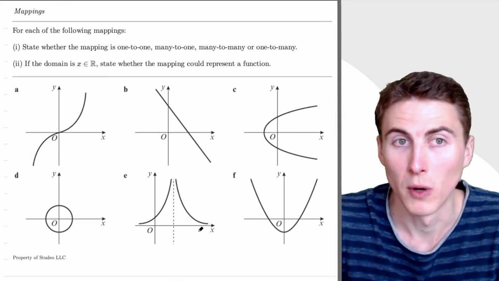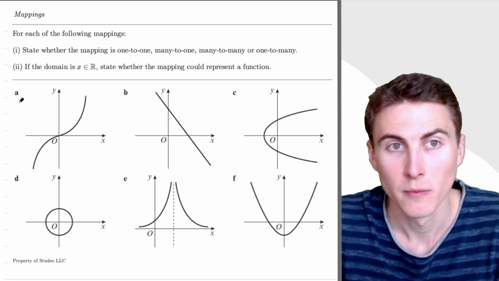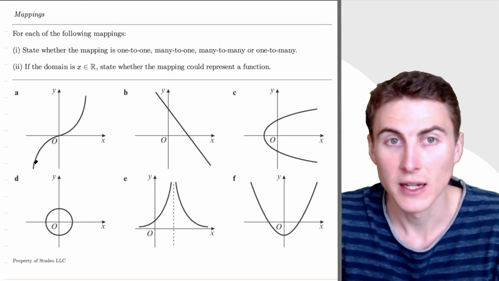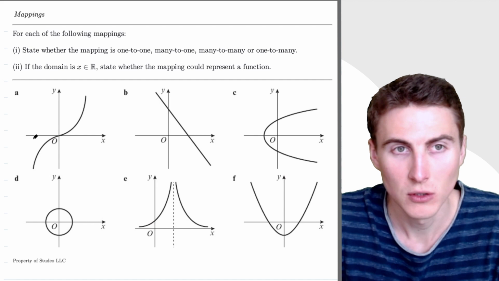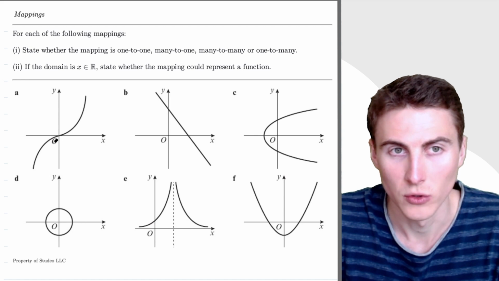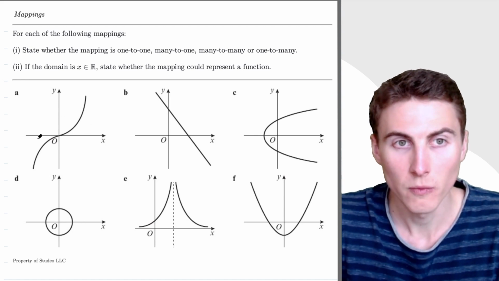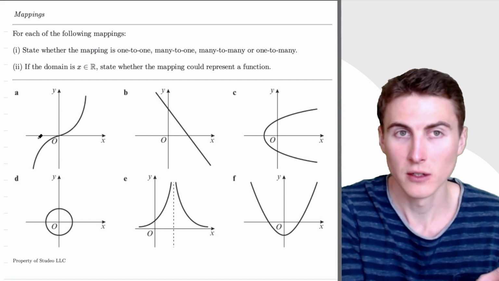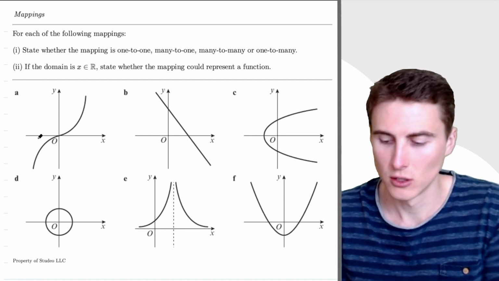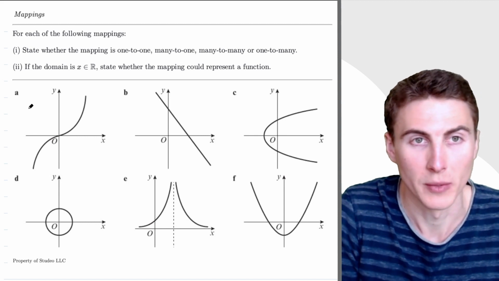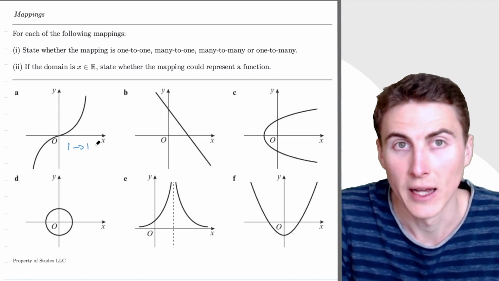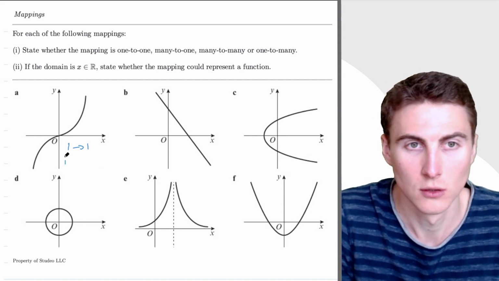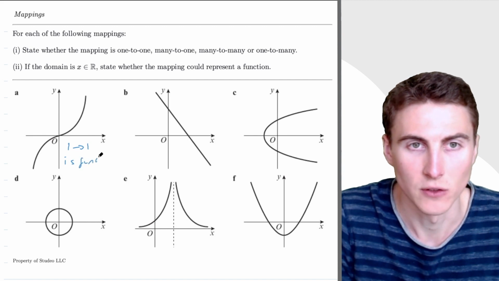So if we just go through each of these one by one now. If we start with A, hopefully you can see that every x value has one corresponding y value. If you picked this x value, it would correspond to this y value. This x value would correspond to this y value, and so on. Because every one x value in the domain maps onto exactly one y value in the range, this is what we call a one-to-one mapping. So I'm going to write one-to-one mapping. And one-to-one mappings are always functions. So that is a function.